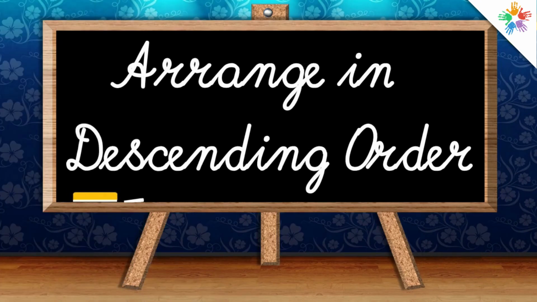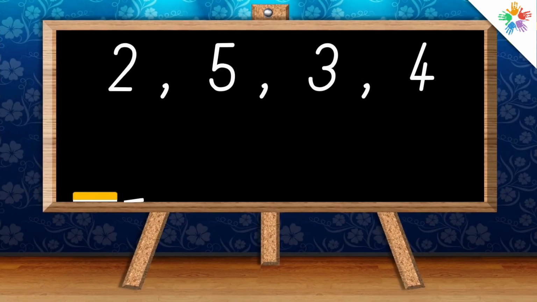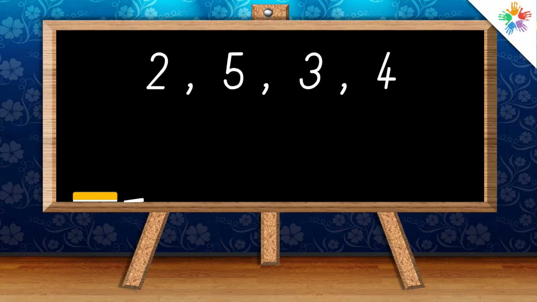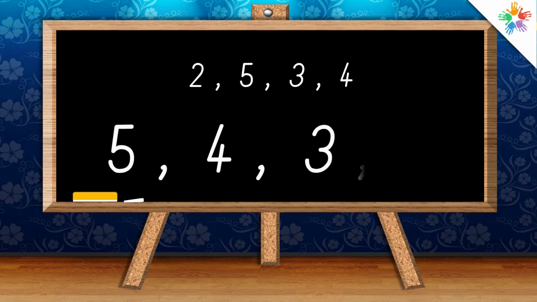Now let us move on to descending order. Here we have 2, 5, 3 and 4. And you have to find the biggest number and you have to write that number first. Tell me, children, which is the biggest number? That's right, it is 5. Then comes 4, then comes 3 and then comes 2. If you get this answer, you are super smart.